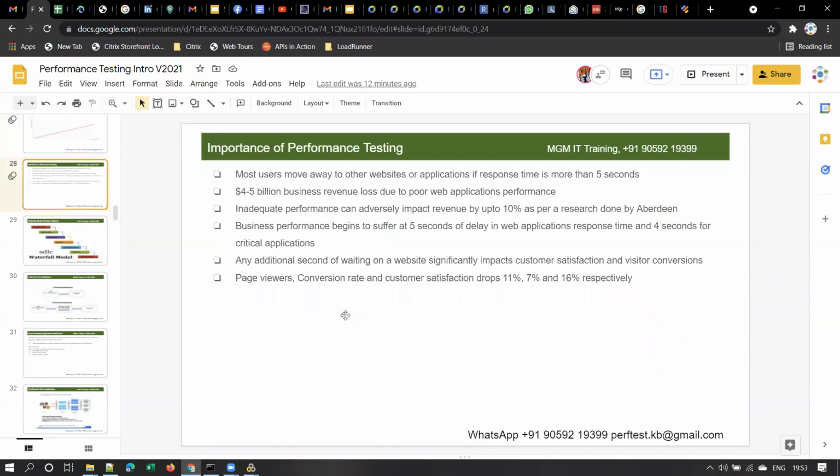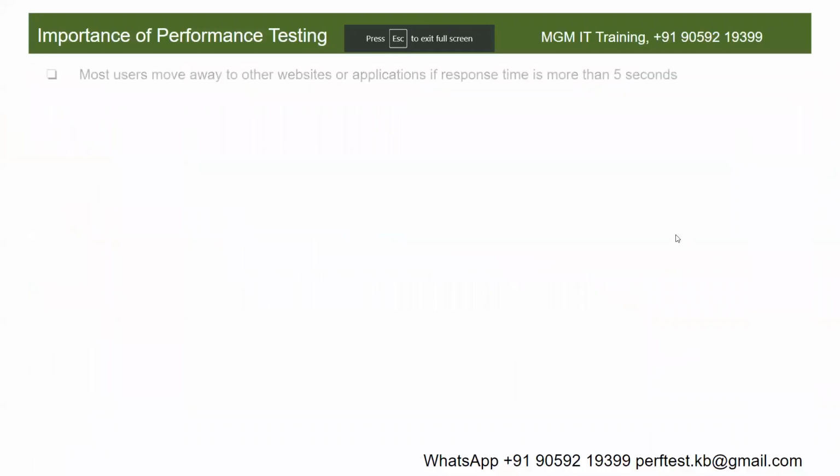Now let's understand the importance of performance testing. First and foremost is user satisfaction. Most users move away to other sites or applications if the response time is more than 5 seconds. Say for example, you are trying to purchase a product on Flipkart, and you searched for a product and the page is not loading. Once or twice you may ignore it, but if it happens every time, what will you do?